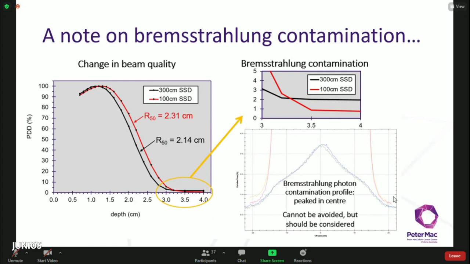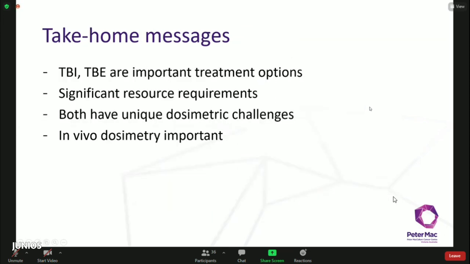There's not a whole lot you can do about this, but as physicists, it's great for us to actually explore this, have the data on hand, and have that discussion with your radiation oncologist just to be aware of it. There's not much you can do about it. You can't effectively shield it or get rid of it. It's just something that's a little bit higher than your standard settings that's just to be noted and explained.